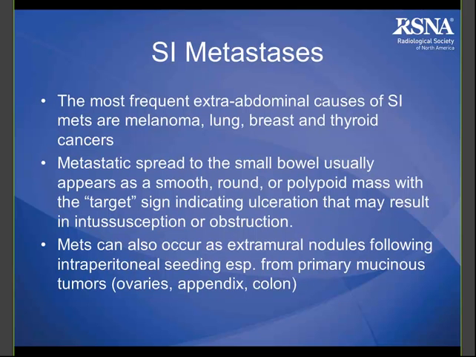breast definitely we see. Metastatic spread to the small bowel usually appears as a smooth, round, or polypoid mass with the target sign indicating ulceration, and then that could lead to intussusception or bowel obstruction. And mets can also occur as extramural nodules following intraperitoneal seeding, as I mentioned earlier in the presentation. Very common with the gynecologic oncologic cancers, appendix, and colon.